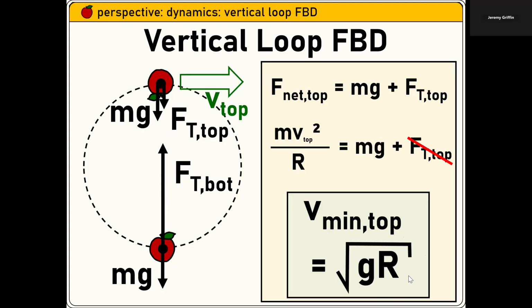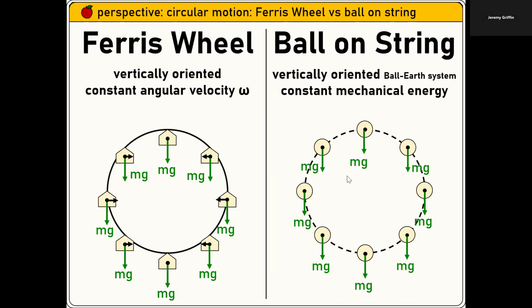All right, root GR. Is that what you guys got? Root GR. Right. If it goes any slower than that, then it's going to be slack on the string, and it doesn't make a circle shape. Right. Let's look at Ferris wheel and ball on string.